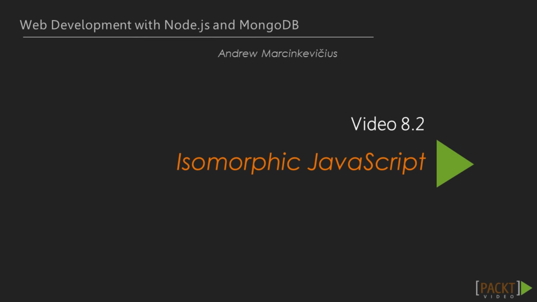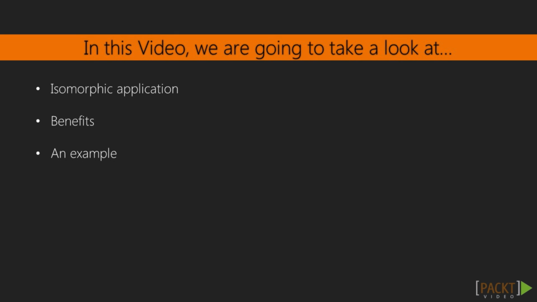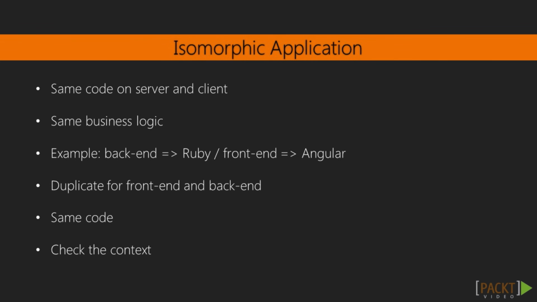Hello and welcome to the isomorphic JavaScript video. In the previous video, we learned what page performance is, how to improve it, and tools available for analyzing it. In this video, we are going to learn what an isomorphic application is, what benefits it provides, and see an example of an isomorphic application. An isomorphic application is one that can use the same code on the server and client.